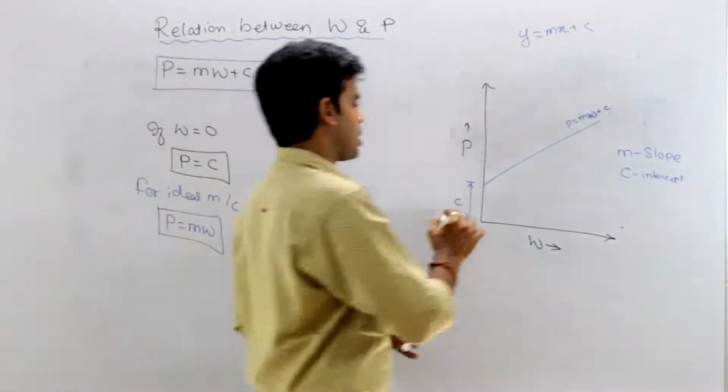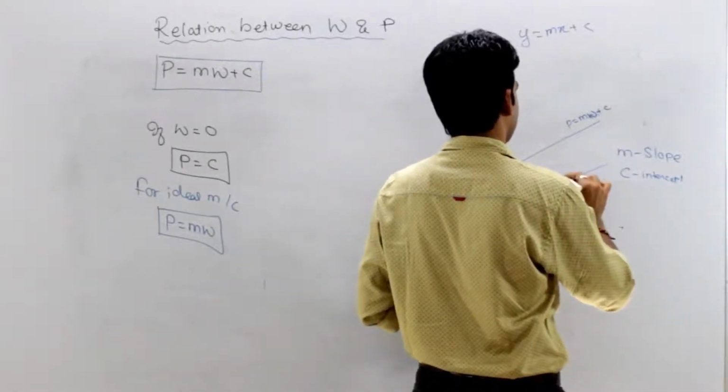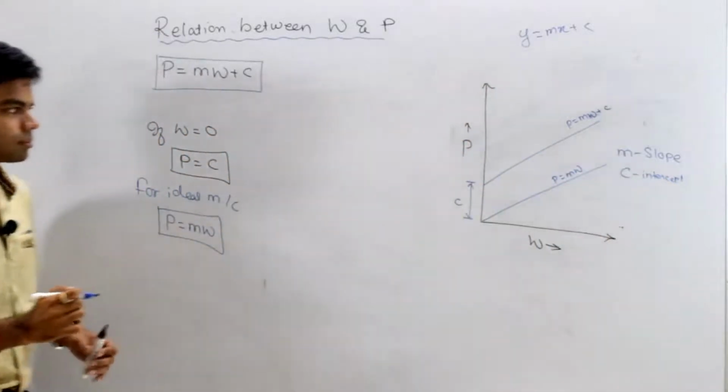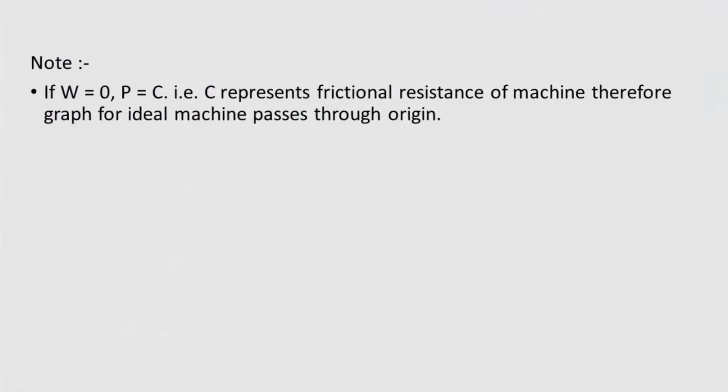Okay, so for this ideal machine, we have a straight line which is passing through the center. Getting this or not? Okay. So, write down a note. If W is equal to 0, P is equal to C, that is, C represents frictional resistance of the machine. Therefore, the graph for an ideal machine passes through the origin.